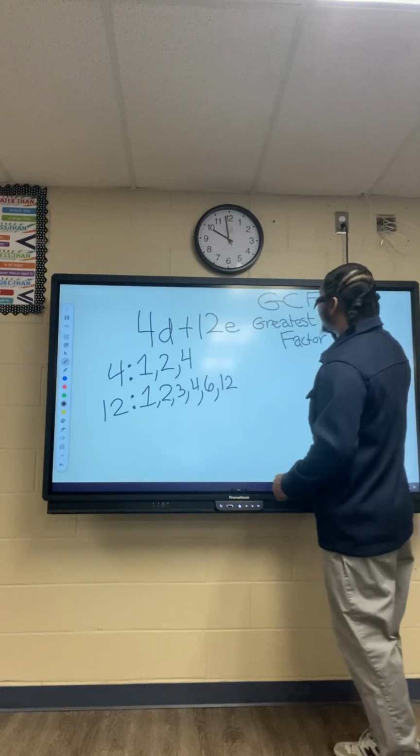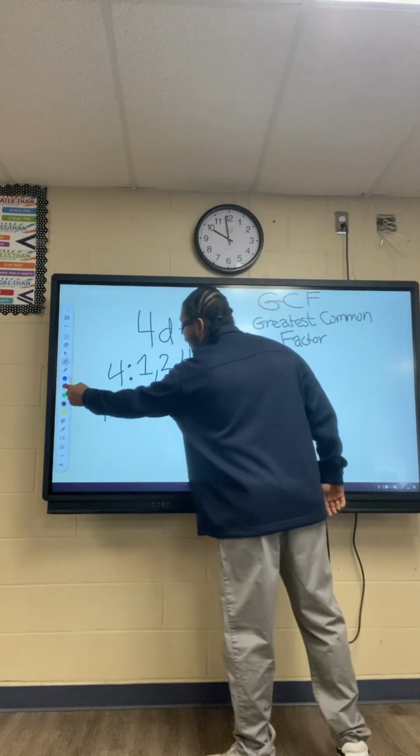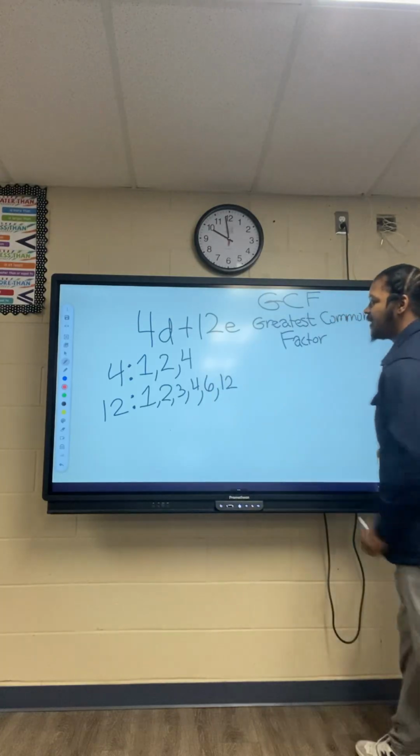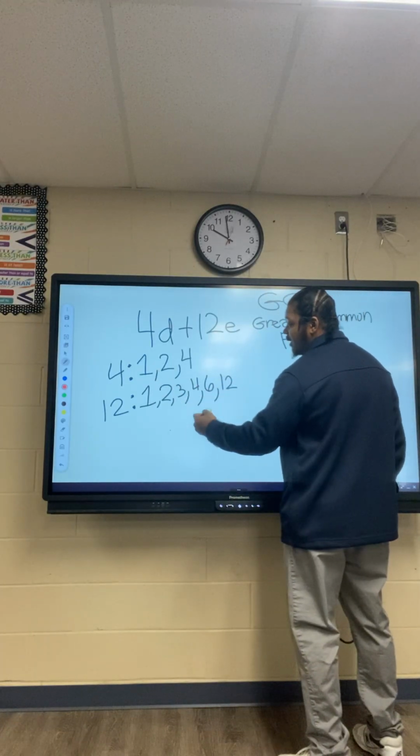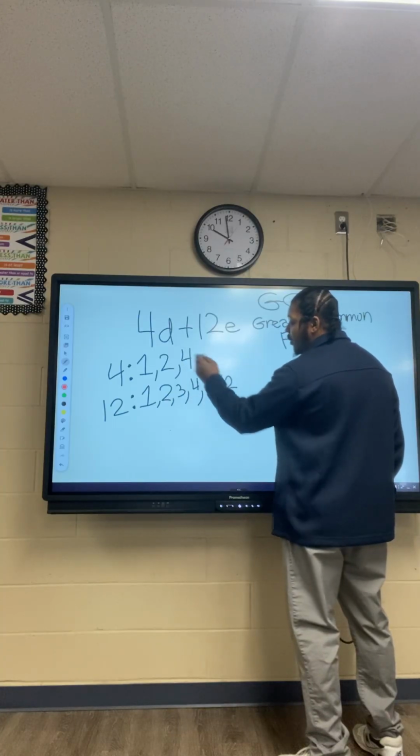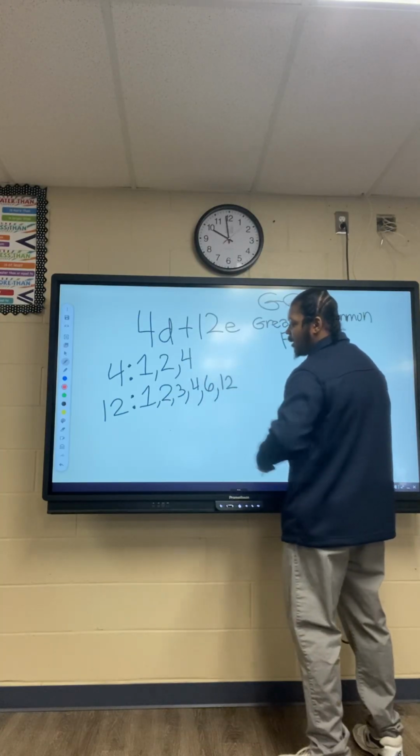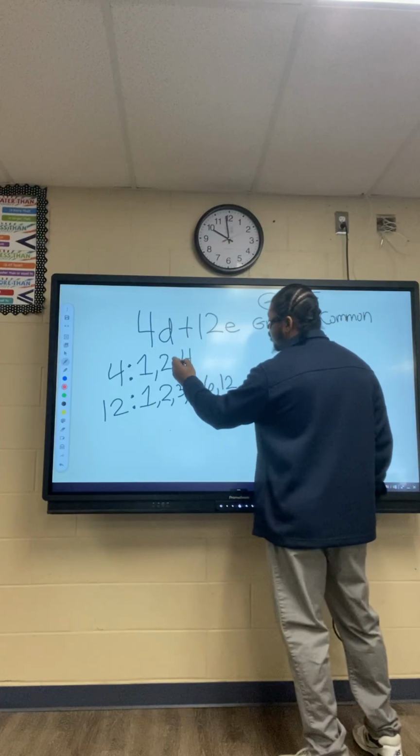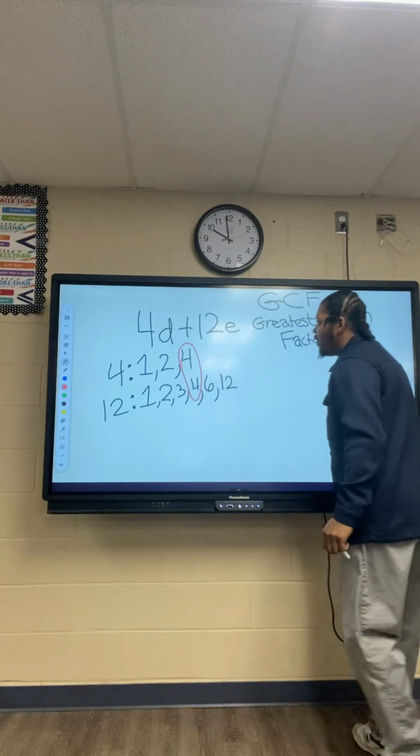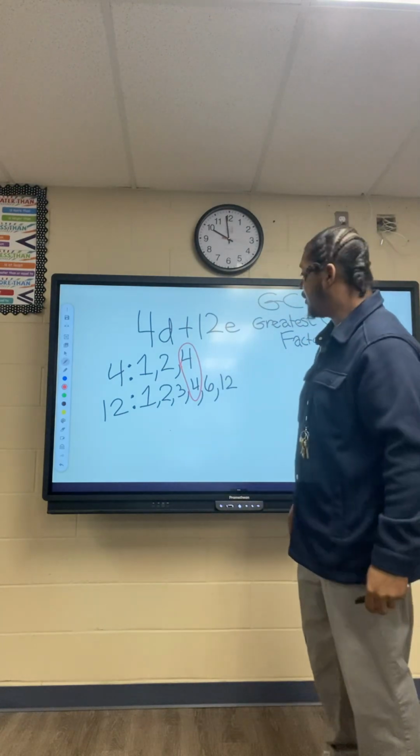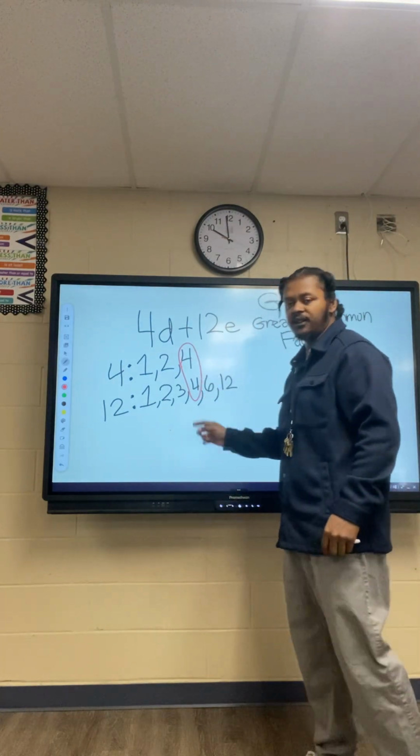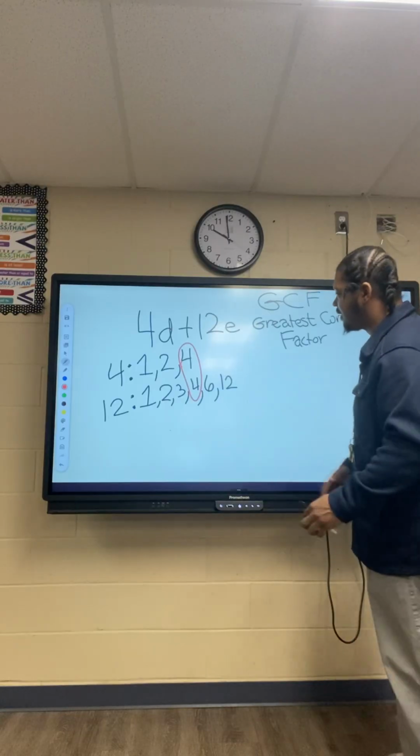So greatest common factor means that we're gonna find the one that they have in common, the highest number that they have in common here. All right, so they have 1 in common, they have 2 in common, they don't have 3 in common, they have 4 in common. Do they have any other numbers in common? No, so 4 would be the highest one that they have in common. So that's the number that we're gonna pull out to use for our distributive property. The number 4 is a number that's gonna be outside of our parentheses, okay?